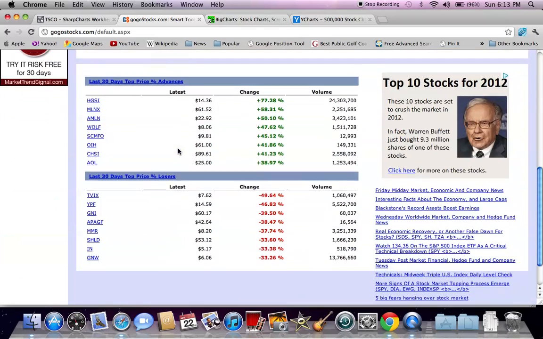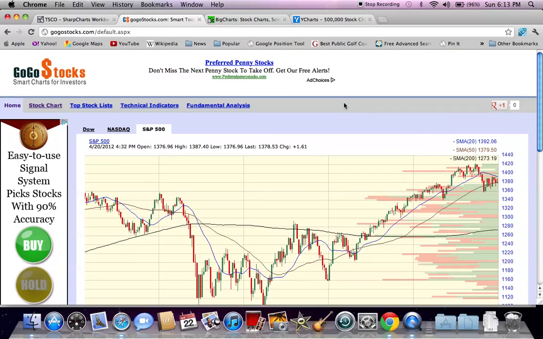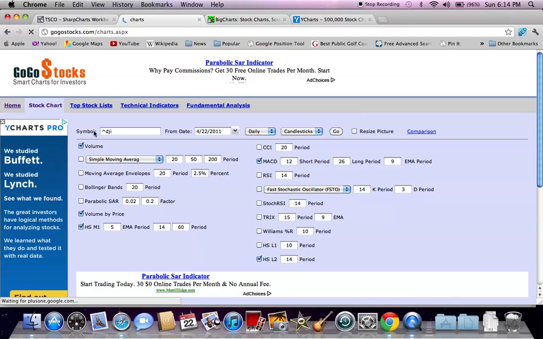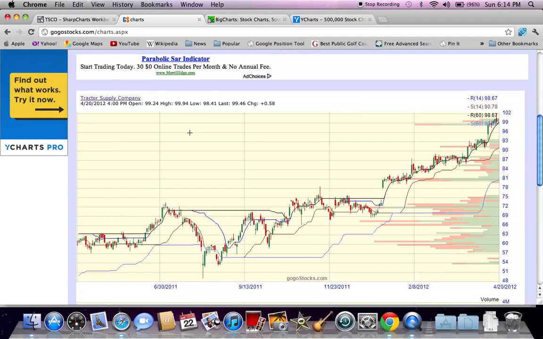The one thing I don't like about GoGo charts is there's nowhere to put a ticker symbol in on the front page. So you actually have to go to stock chart and let it load, and then you have to type in the ticker symbol under symbol. So we'll do Tractor Supply Company again. Once again, you type in TSCO, where's the chart? You actually have to scroll down to find it.